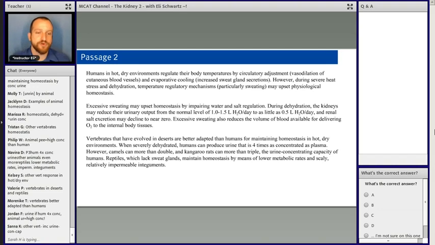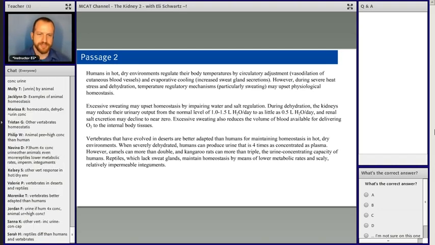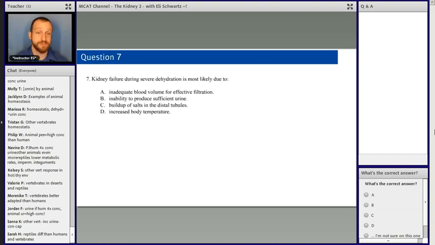So up to 4 times its concentration, something about camels, can double. Kangaroo rats can triple humans. Okay, so a lot of stuff that's way better than humans. Yeah, absolutely. Now, we don't have a whole lot of numbers in here, but we expect to jump in and grab some points with maybe similar animals or with maybe reference to reptiles. Exactly, Sarah, because they referenced it here at the end. Cool. Let's jump in and do some questions.